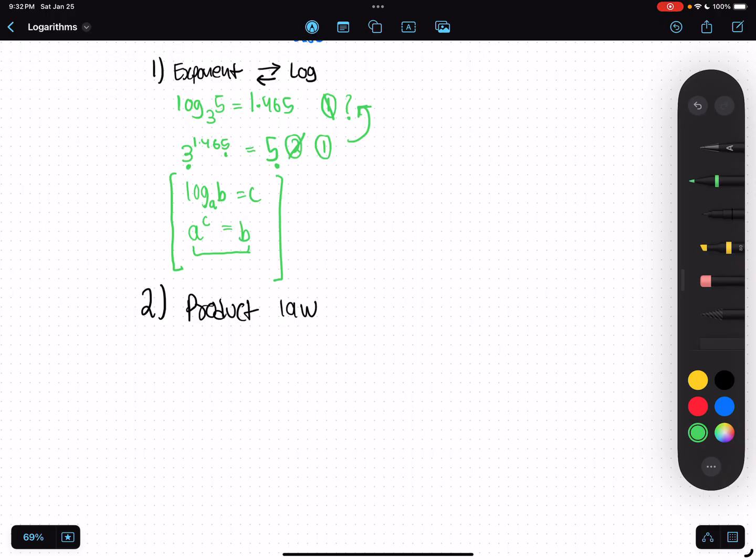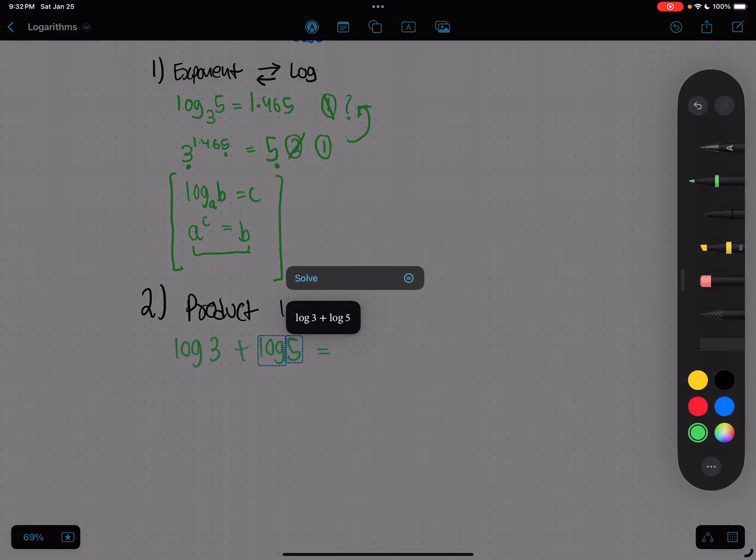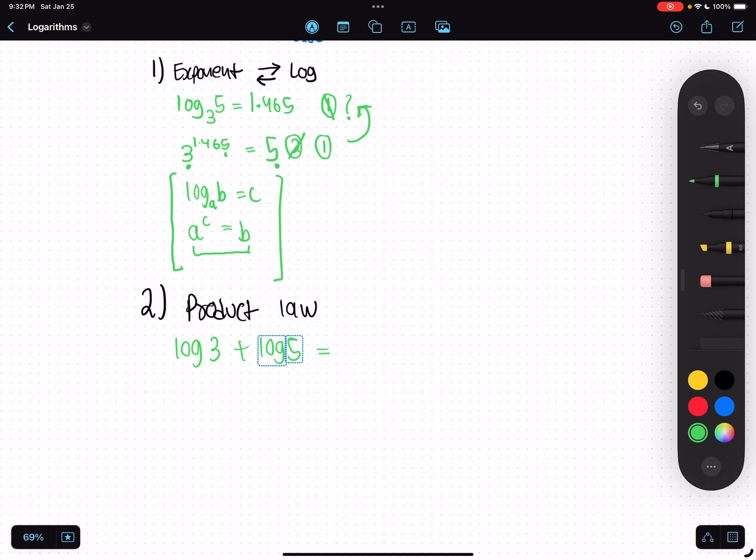Now let's say you have log 3 plus log 5, and you have to simplify this without a calculator. What you're going to write down is obviously going to be an answer in log, but what can you do with this? So now think about it like this.